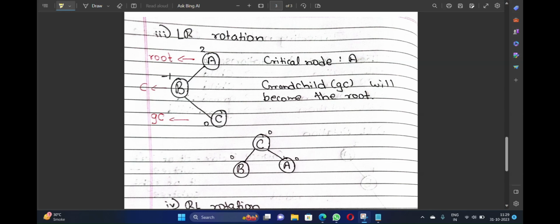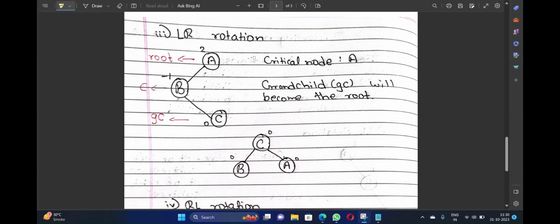Now how can we calculate for A? In the left subtree, the maximum length is 2. We have to see the longest path till the terminal node. There are two nodes in the left part, so 1 and 2, and no nodes in the right part, so 2 minus 0 is 2.